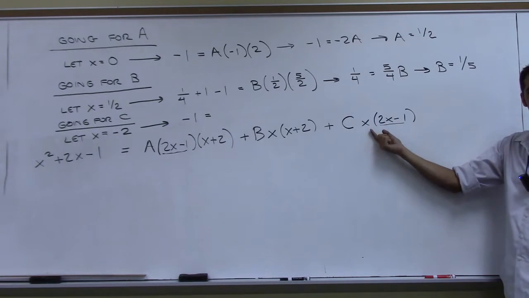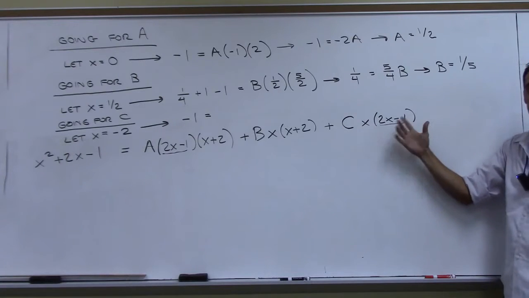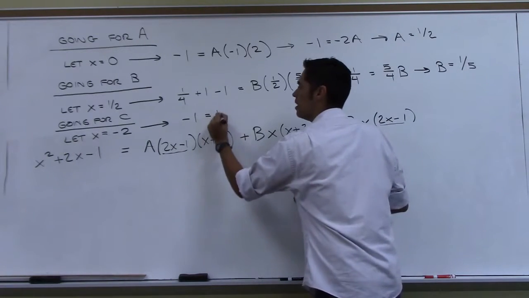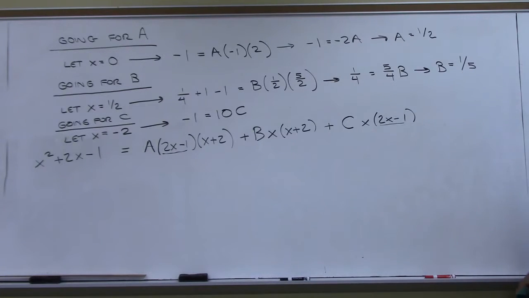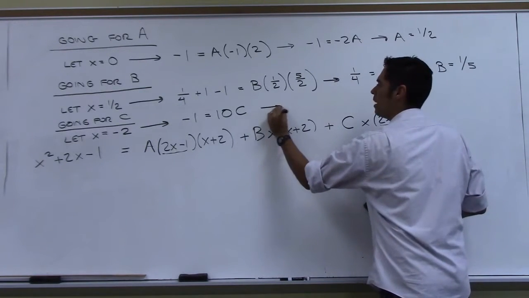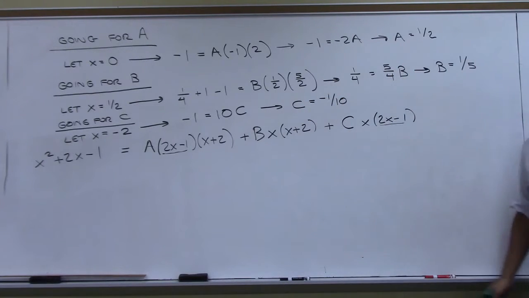I get -2, 10c? Anyone get 10c? -2, let's see, 2 times -2 is -4, minus 1 is -5, times -2 is 10. So you should get 10c here. Yes? Okay. And that means c is what? -1/10. Yes. We're there. We have A, B, and C. Are there any questions on this?